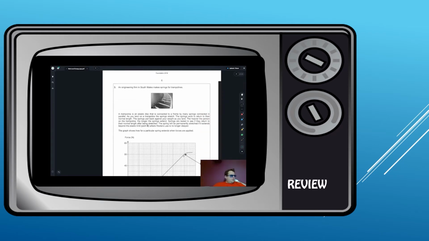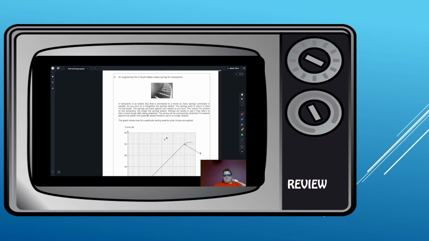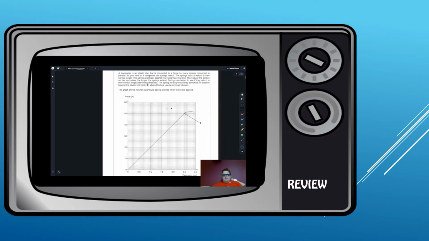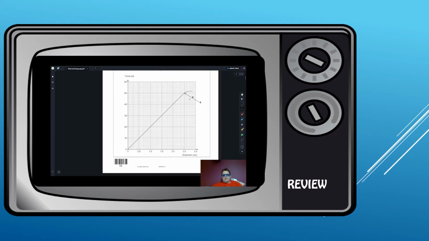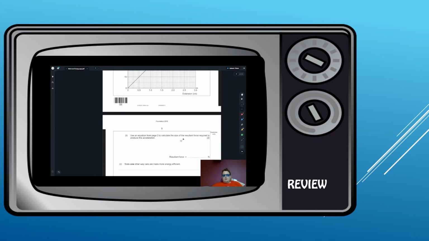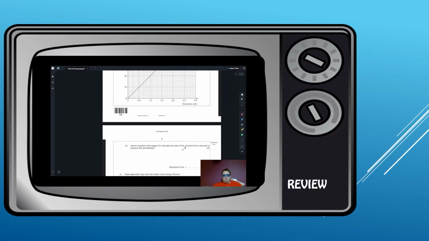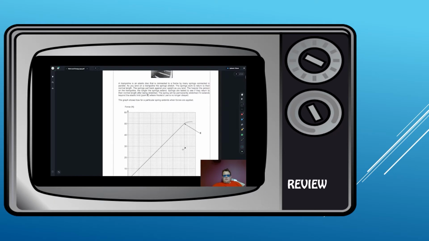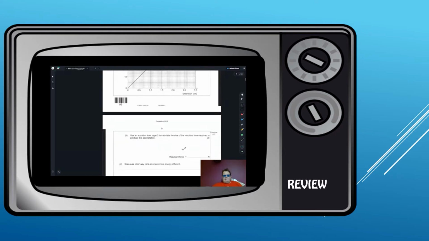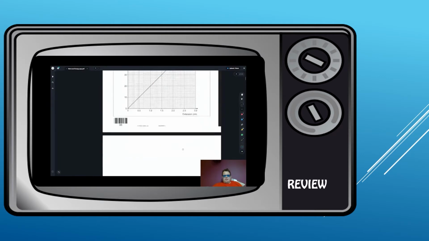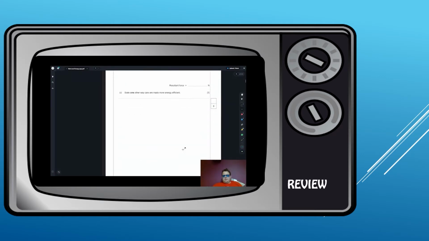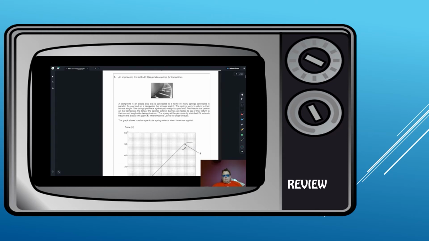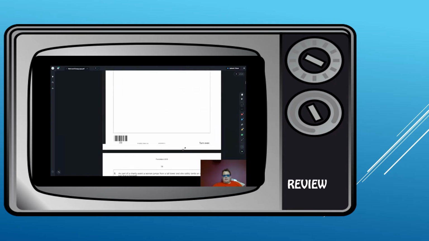Okay, right. So we're now on to question 3. We've got something about a trampoline, and you can read all the stuff. Definitely read it. There's plenty there to get marks from. Use an equation to calculate the size of the resultant force required to produce this acceleration. I feel like we've missed a page. We have. We've got a page missing here. Sorry, that question's not there, so we'll miss that out.